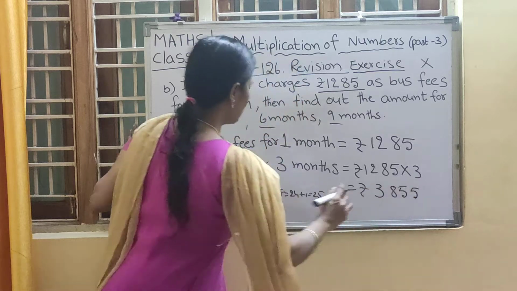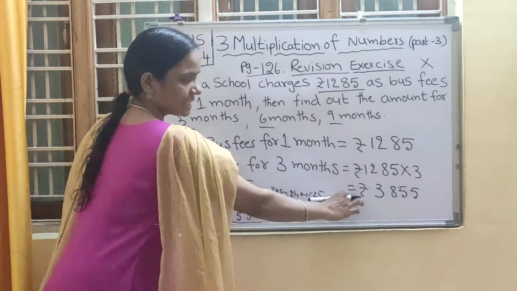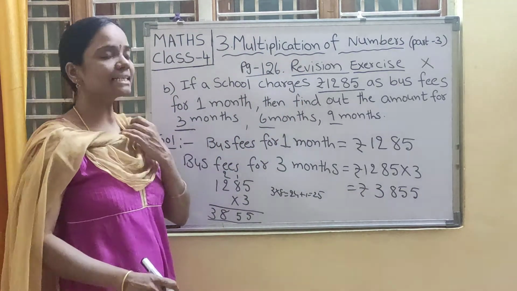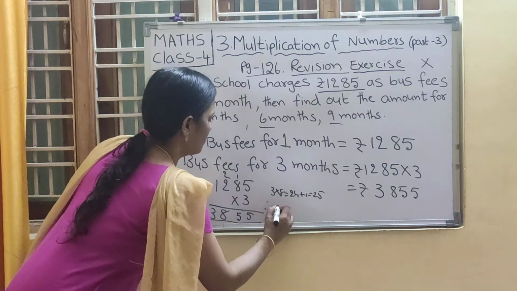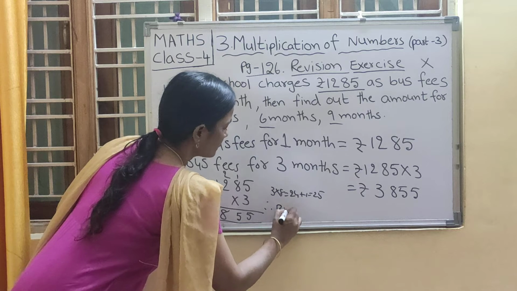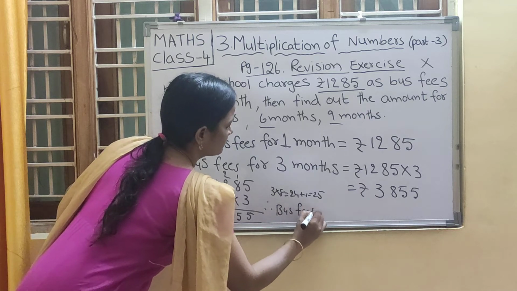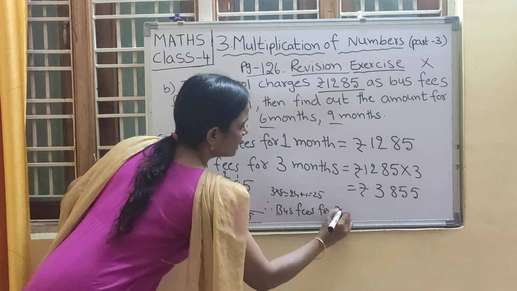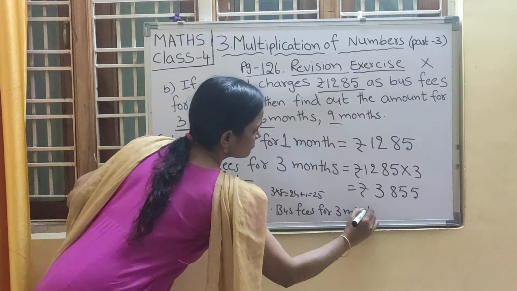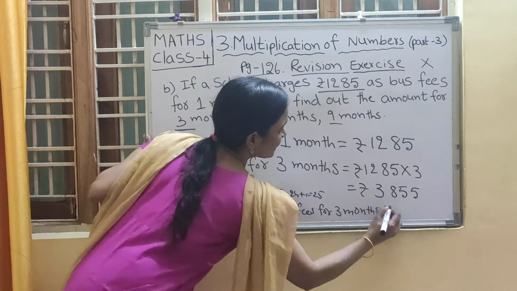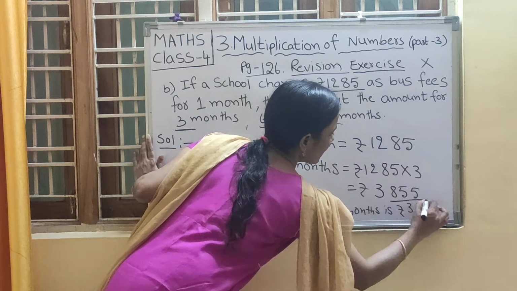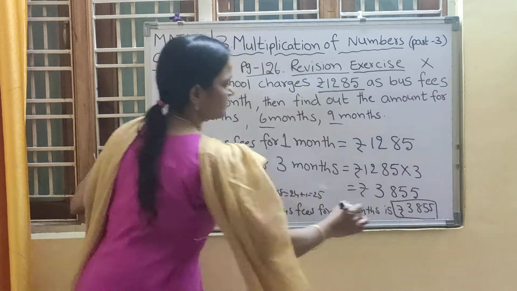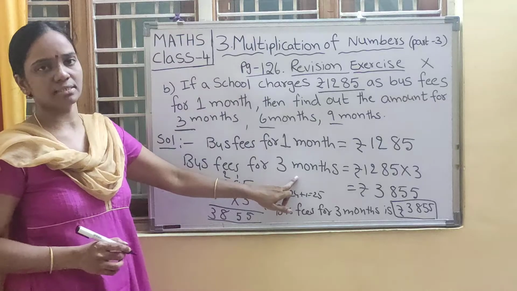3,855 rupees. So bus fees for 3 months is 3,855 rupees. So write down, therefore, bus fees for 3 months is rupees 3,855. Highlight the answer. So this is for 3 months.